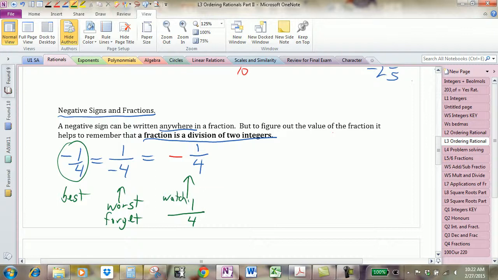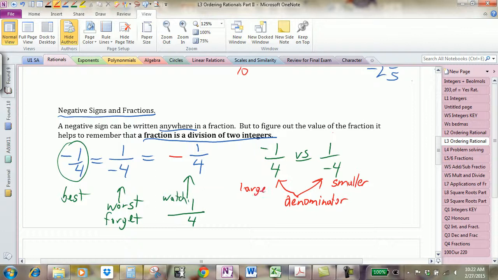All right. Now, here we have negative 1 over 4 versus 1 over negative 4. The textbook gets a little weird here. What they're saying here is with the denominator, this one is smaller and this one is larger. Which is kind of a weird thing, but it's good to recognize that. Overall, the fraction's the same though. Any questions about negative signs?